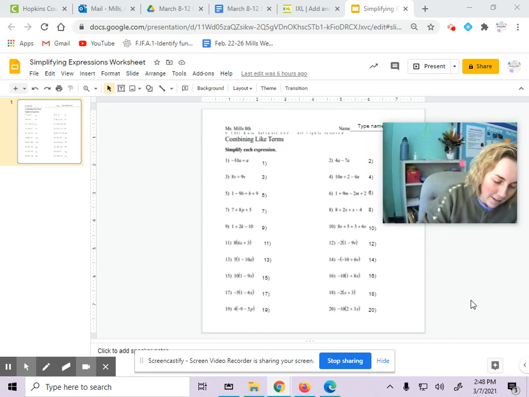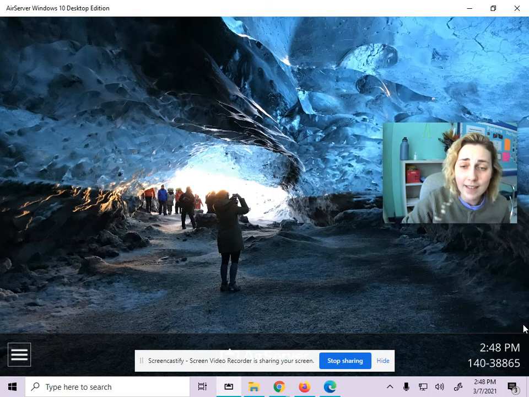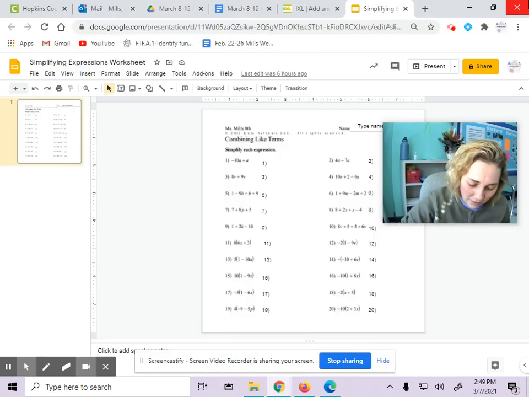All right, so number 4 we have 10n, and then we're going to add that by 2, and we're going to subtract that by 6n. Again, we are simplifying this expression. We are going to combine like terms.